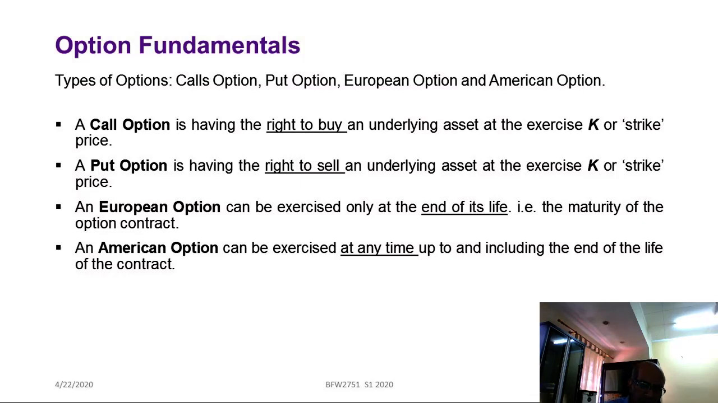Well, a European option, as I told you, can be exercised only at the end of its life, at the maturity of the options contract. You can't do anything before that, unless you want to give up the option, because you already paid for it. Whether you want to exercise it or throw it away, it's up to you. An American option gives you the right to exercise anytime up to and including the end of the life of the contract, up to the maturity date. Of course, the dead end is the maturity date, but you can exercise your American option anytime before that. You can exercise immediately also.